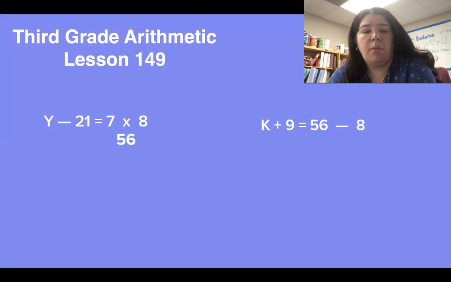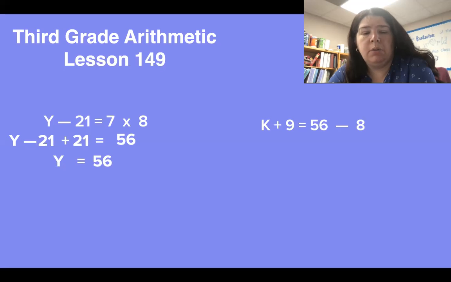We rewrite the problem y minus 21. And the way to get that y by itself is to do the opposite of take away 21. We have to add 21. Very good. When we add 21 and we subtract 21, that cancels each other out. What we do on one side, we must do to the other.